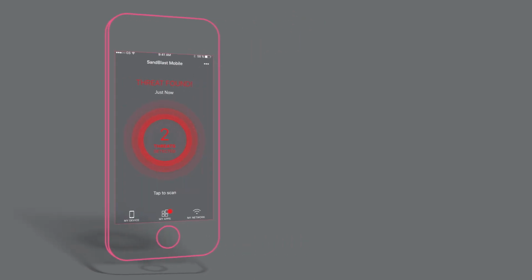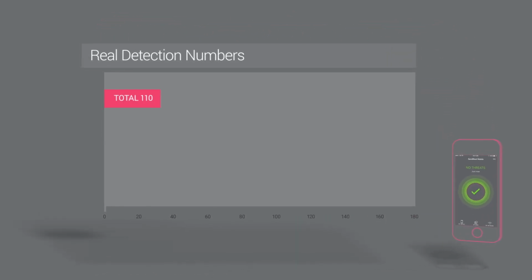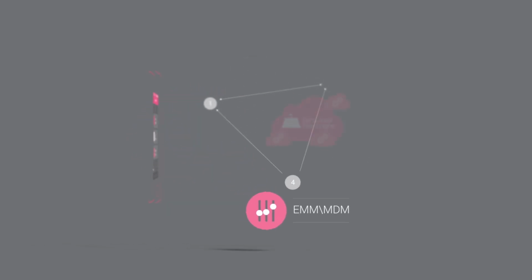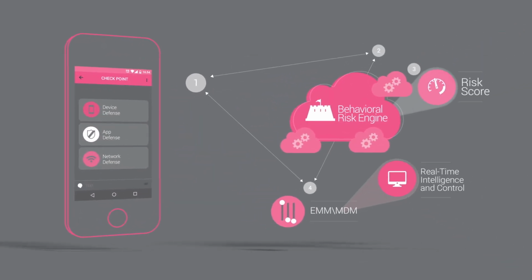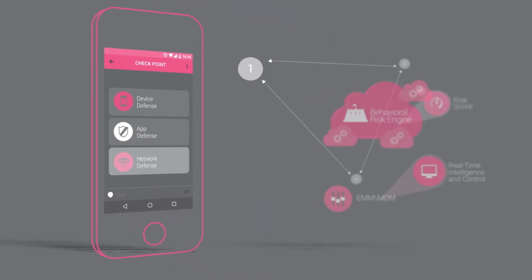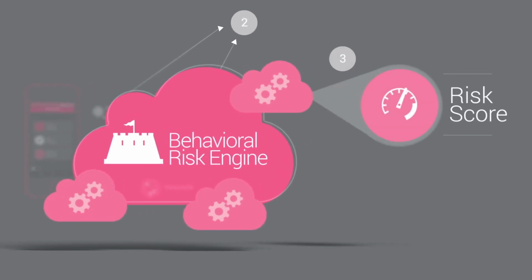Checkpoint SandBlast Mobile is the only solution that stops threats across all three attack vectors. Its broad detection capabilities give it the industry's highest threat catch rate and adds a critical security layer to existing EMM solutions. The SandBlast Mobile app for iOS and Android sends data about devices, apps, and networks to a cloud-based engine that measures risks and mitigates threats.